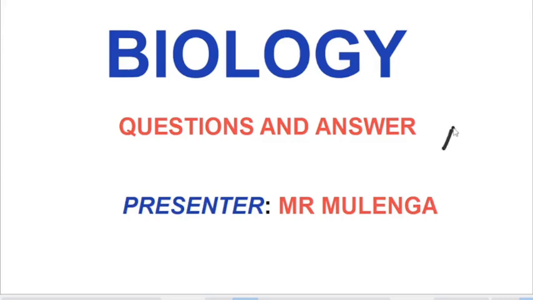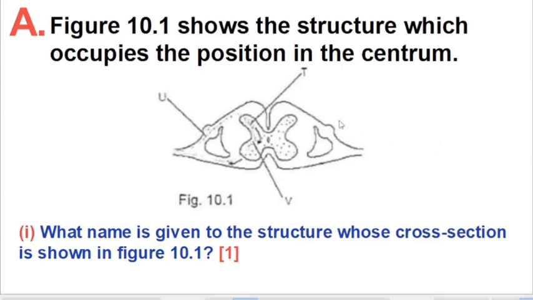So right here with me, I've got two questions, question A and question B. These two questions are coming from the topic called the nervous system and the sense organs. So let us see the questions. We are starting with question A. The question reads, Figure 10.1 shows the structure which occupies the position in the center. This structure is labeled U, T, and V.